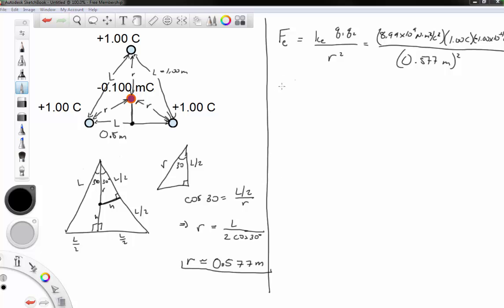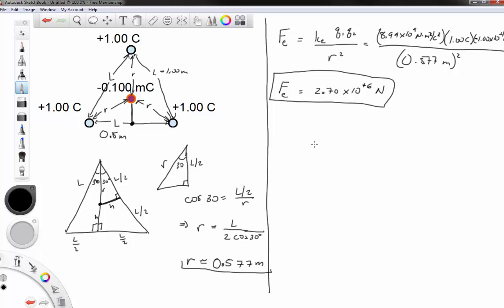This means that the magnitude of the force for each of these acting on this one is going to be about 2.7 times 10 to the plus 6 newtons. So that gives us a magnitude of force between each of these charges and this charge in the middle. What we wanted to know, though, is what's the total force acting on this charge in the middle.